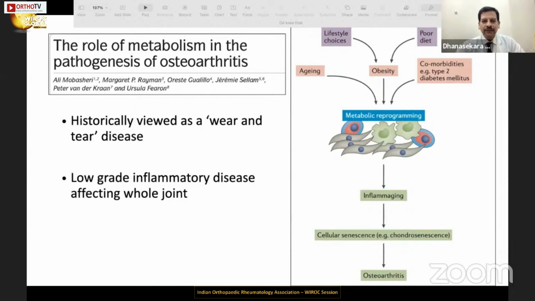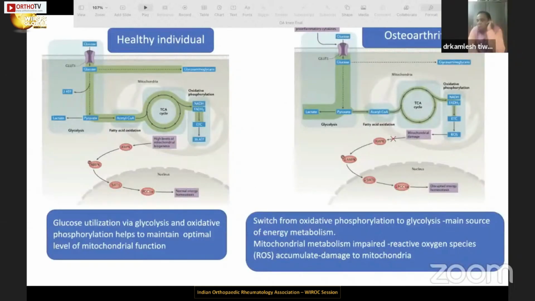The metabolic phenotype, where there is obesity or lifestyle-related problems, there is metabolic reprogramming. It's called inflammaging. And there is cellular senescence. It's called SASP, senescence-associated secretory phenotype. These enzymes are released, which causes again inflammation and osteoarthritis.